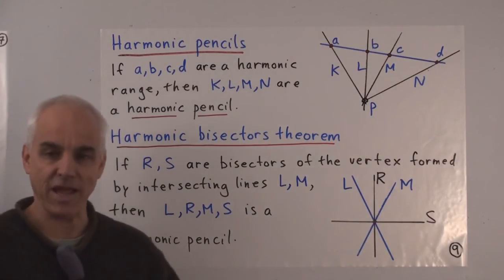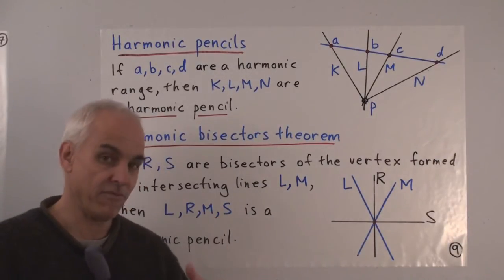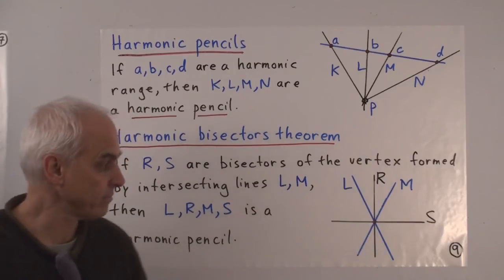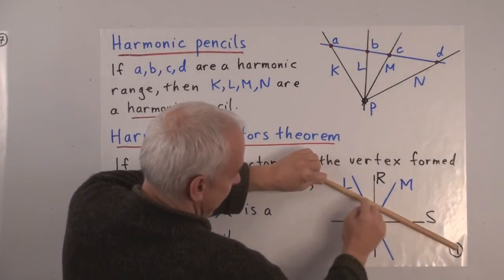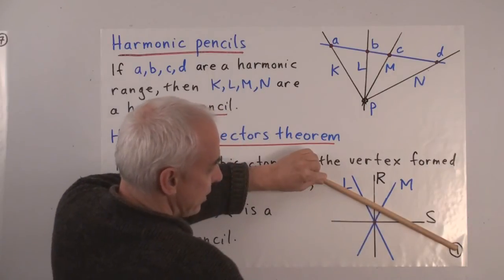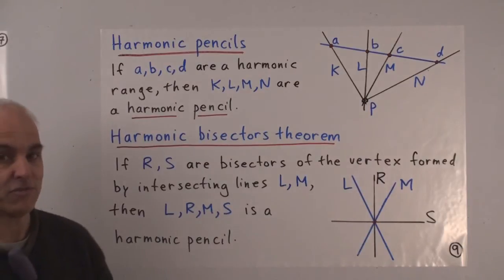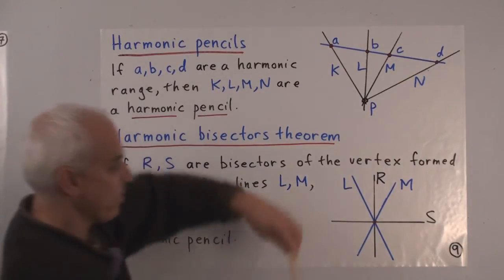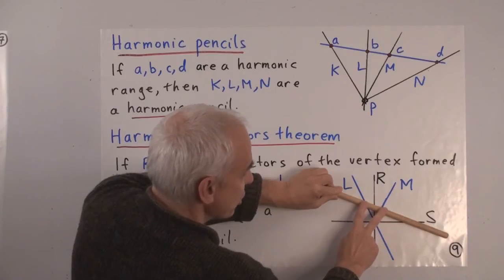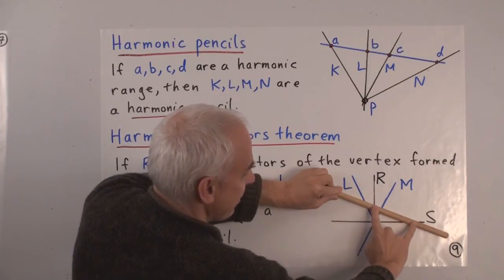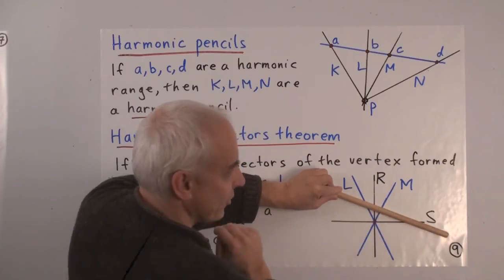It's an easy way of getting harmonic pencils very quickly, just by taking any two lines and forming the two bisectors of them. So in particular, if you choose any other line and look at the 4 points that you get by intersecting with those lines, then you're getting a harmonic range of points. Or to put it another way, these 2 points are going to be harmonic conjugates with respect to these two, and these two are harmonic conjugates with respect to these two.